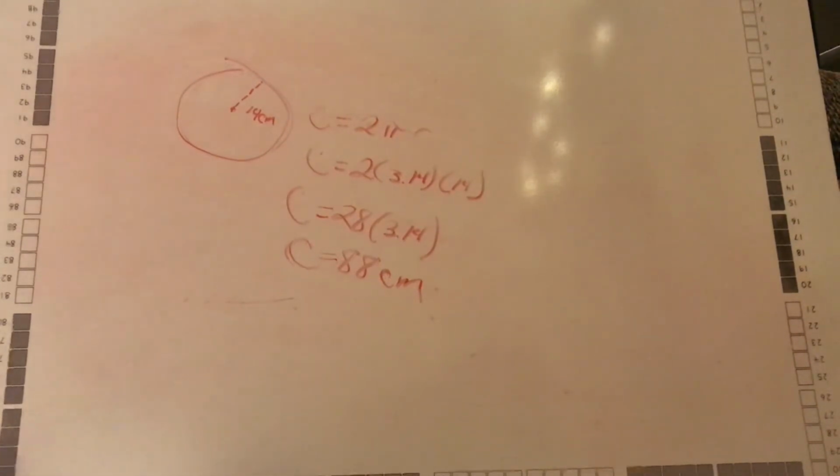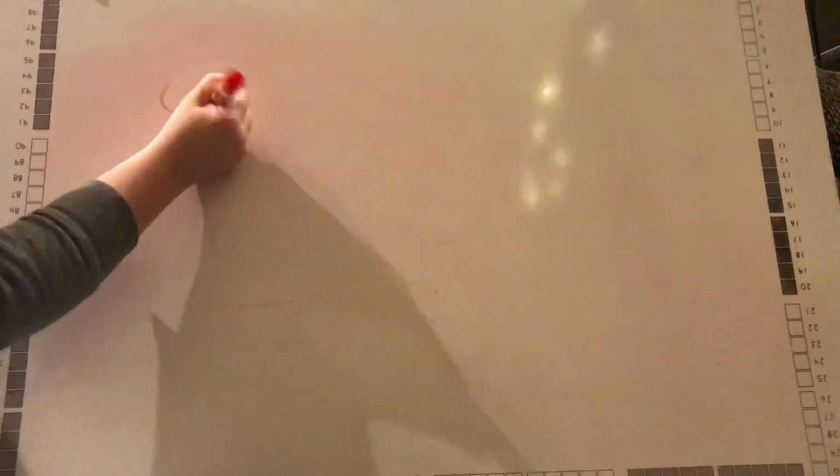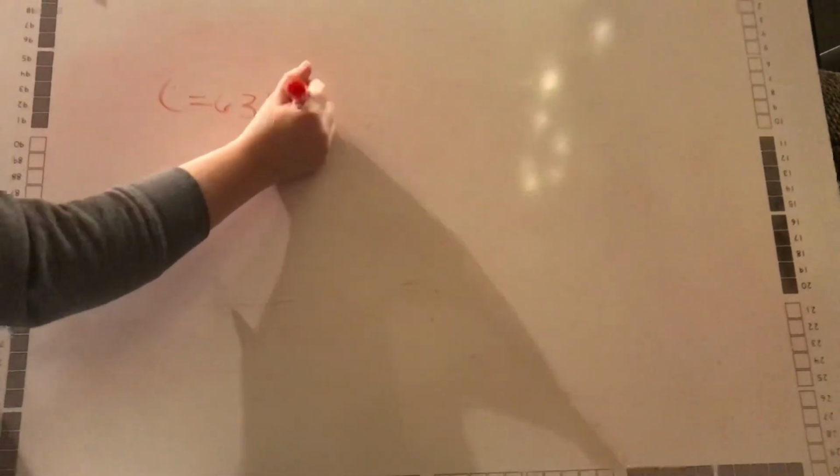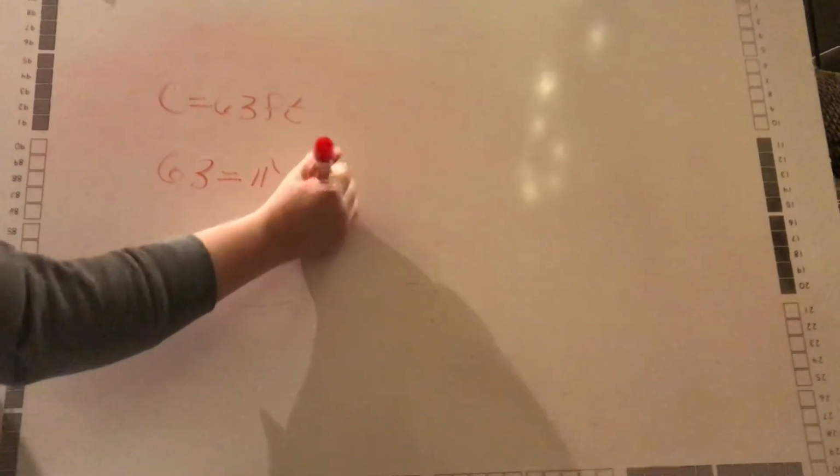Now the last one is an algebraic equation, and it says, imagine that you have a circumference, so your circumference equals 63 feet. What is the diameter? So you would say 63 is going to equal pi times d. So 63 divided by pi equals d. Okay? So then you would do the math. 63 divided by 3.14 is going to be about 20. So your diameter for that circle with a circumference of 63 feet is 20 feet.